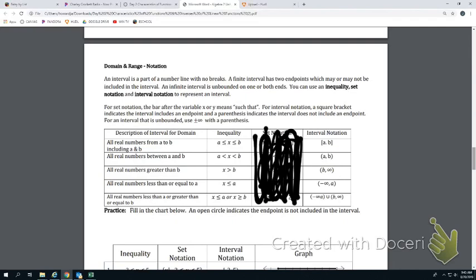So on this first one, all real numbers from A to B, including A and B. If you're writing it in inequality, you've got to have the equal signs there. Converting this to interval notation means that you have brackets. Equal to is brackets. Without the equal to is parentheses. So that's how you can go from one form to the other.